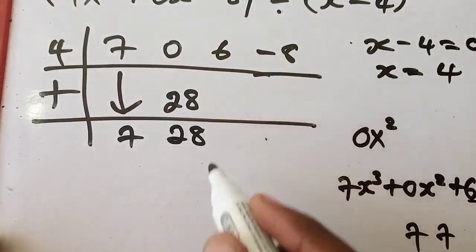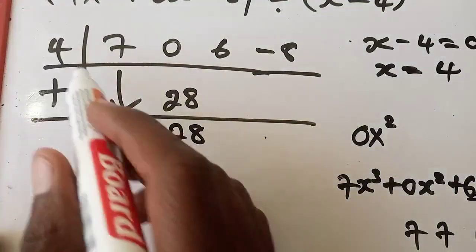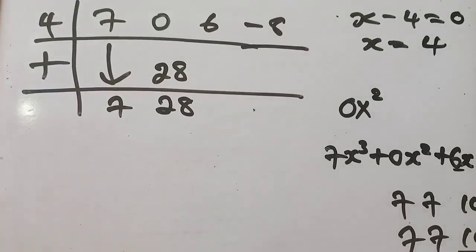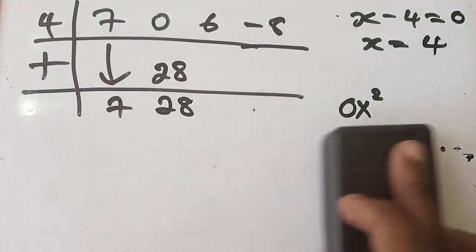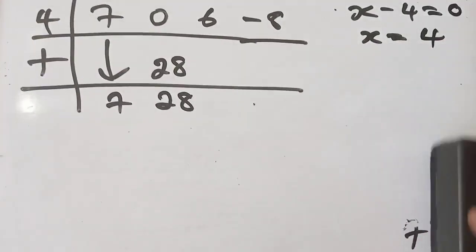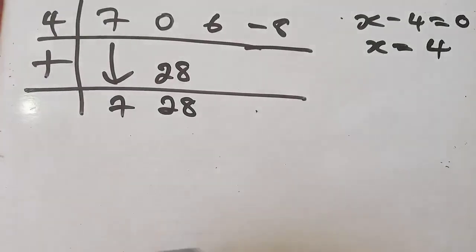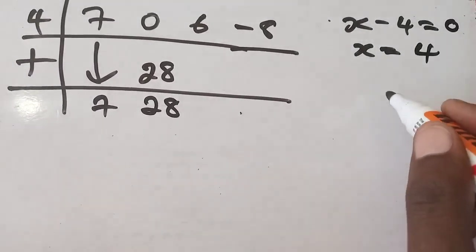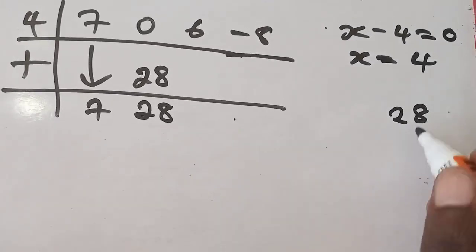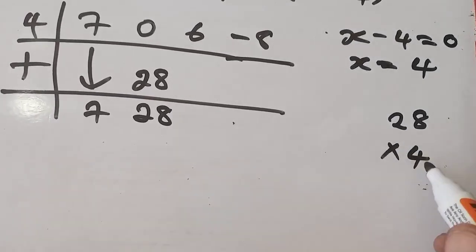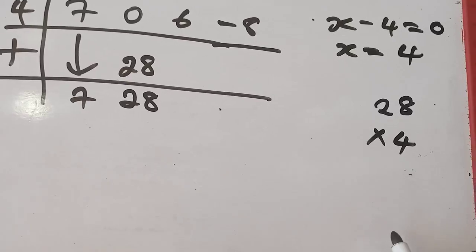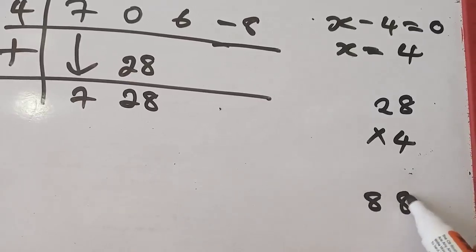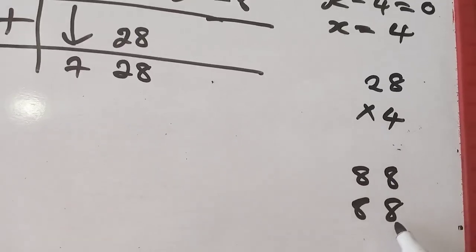Then 4 times 28. What is 4 times 28? I said you don't need to use a calculator. You need to calculate. So this is the 28, then 4 times that. So 4 times 8. What is 4 times 8? It's as simple as that. 8, 8, 8, 8. There are 4, like that.